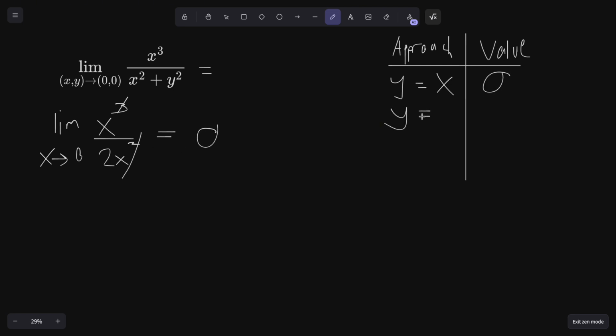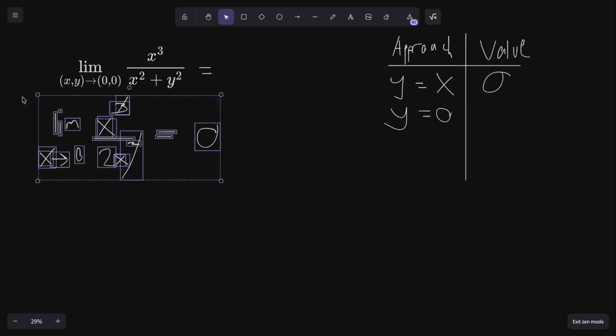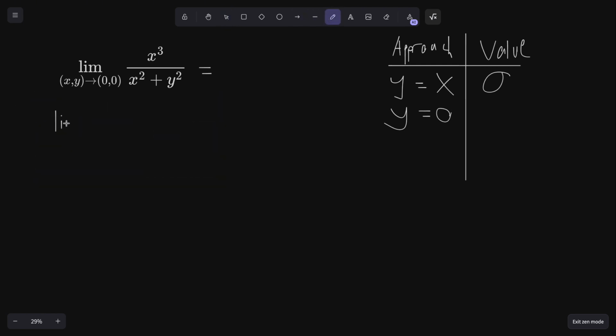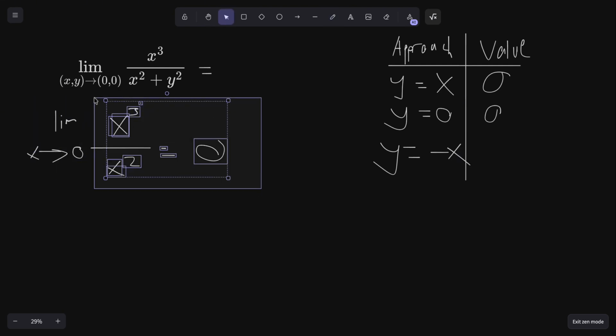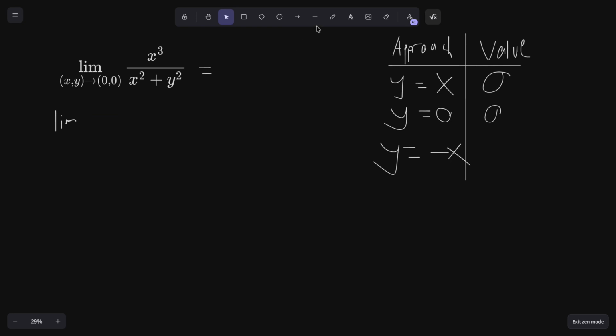Let's approach this from y is equal to 0. So if we let y is equal to 0, that's just x to the third over x squared, is the limit as x approaches 0. So that cancels out, and that's just going to give you 0. Let's do y is equal to negative x. So this is going to be the limit. And this time, let's just make things simple. Everywhere we see a y, we just substitute in negative x here. And it looks like it just yields the same result.